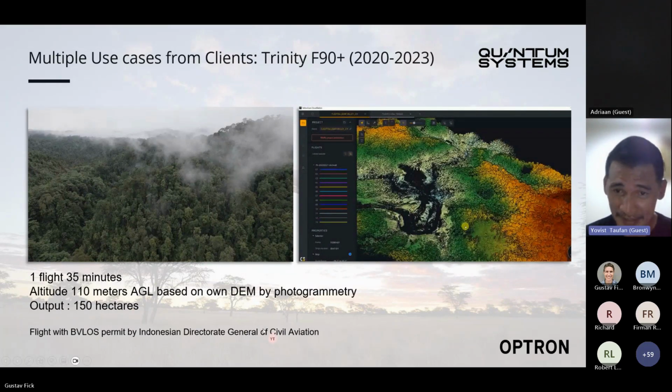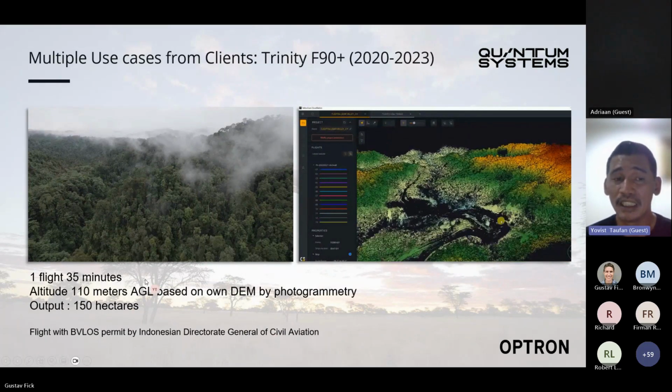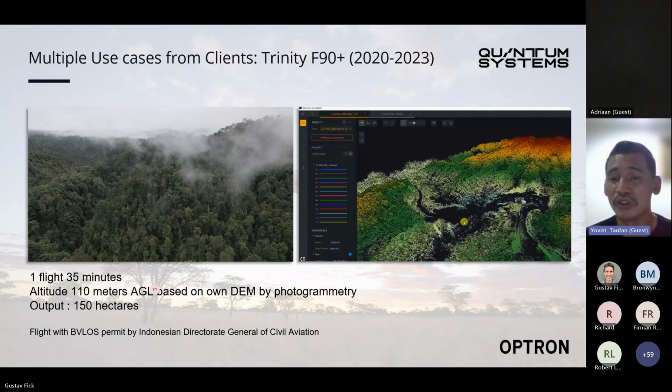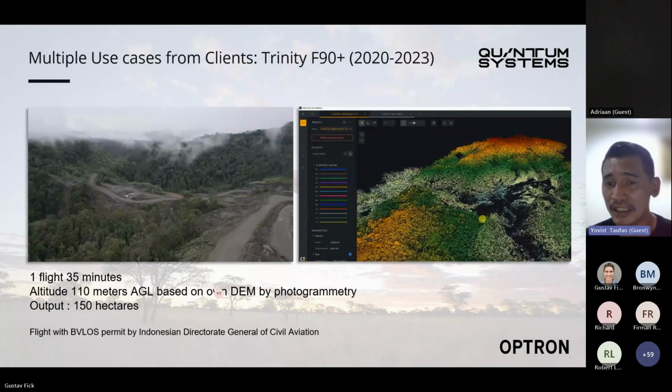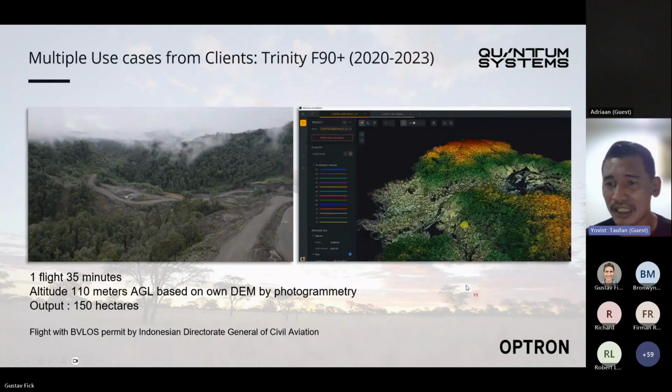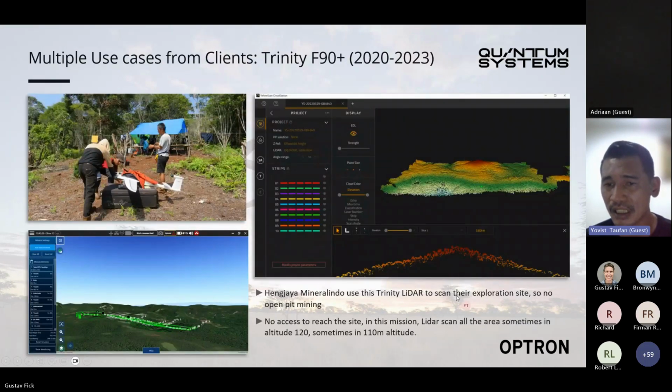Next is our mission. Again, we do in the jungle. Can I get the console here? Click. Okay. This is doing mapping in Morowali.